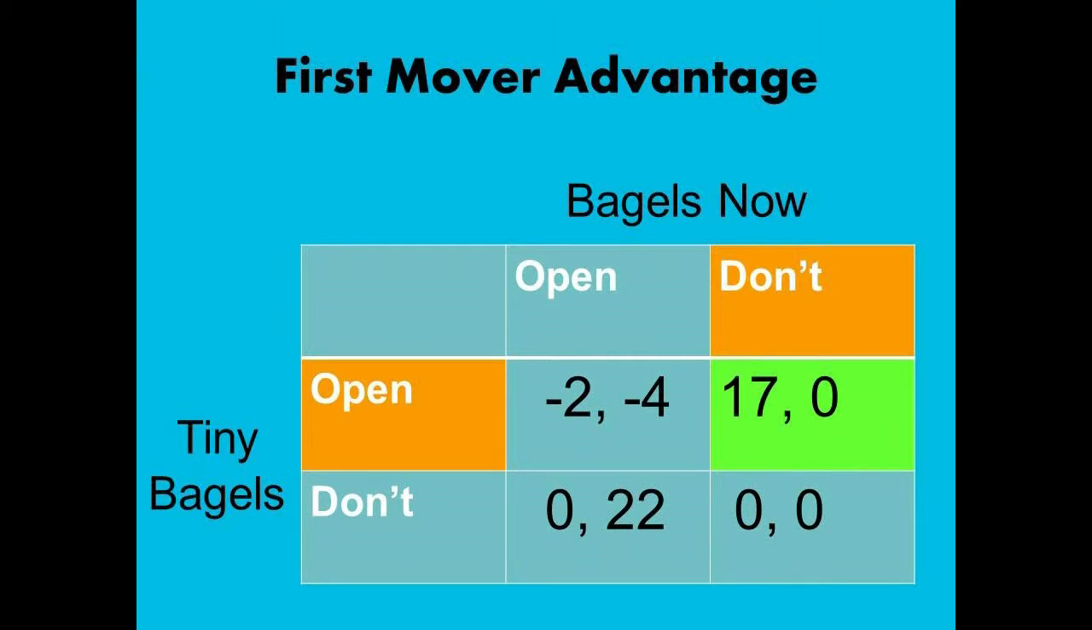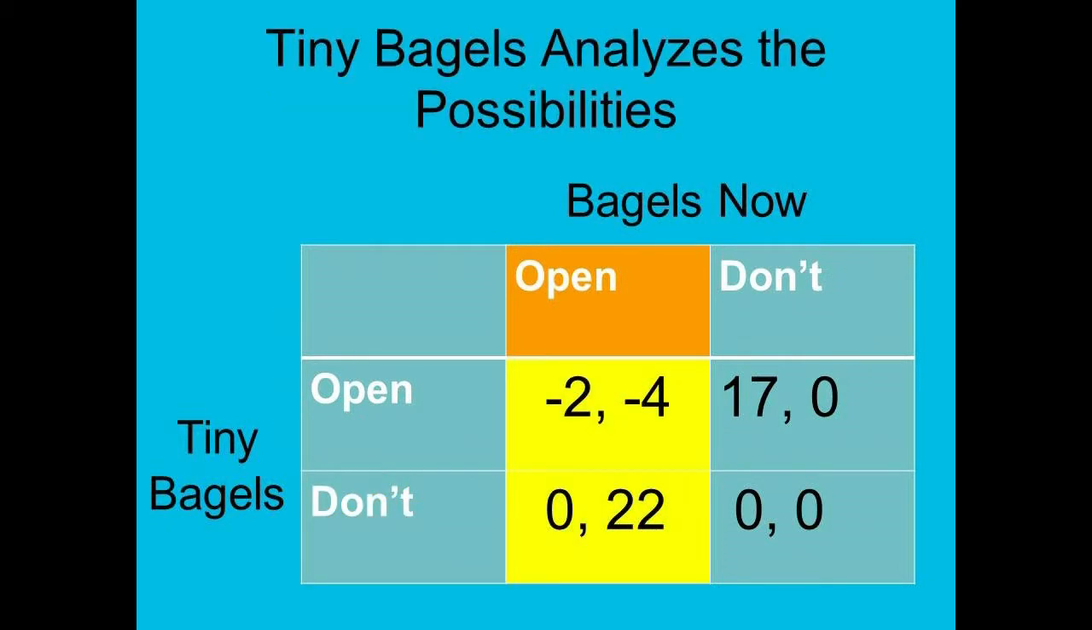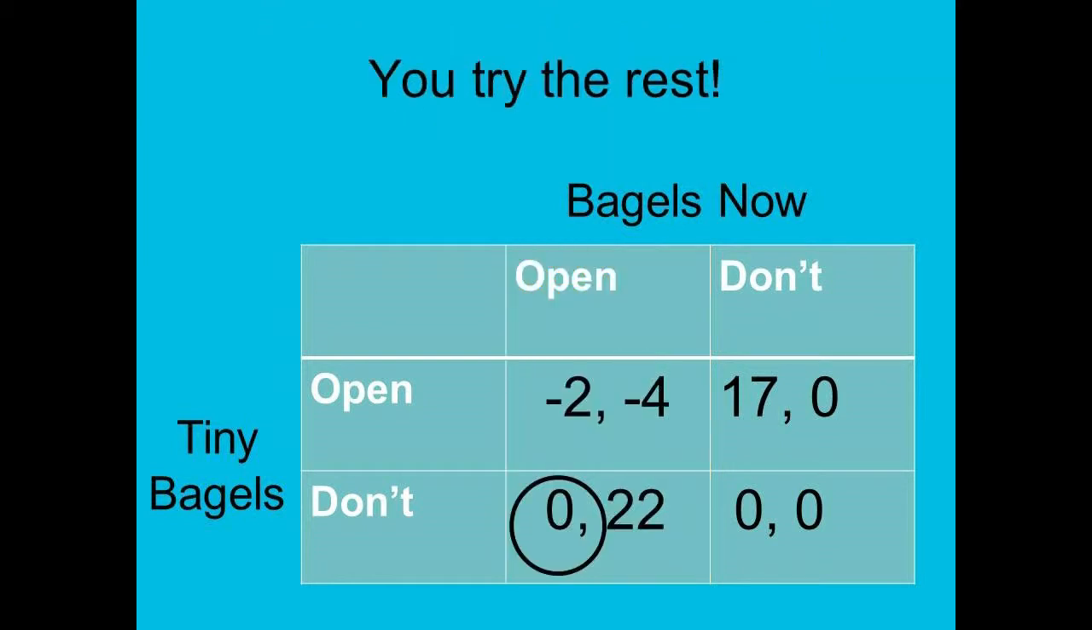If only Tiny Bagels opens a shop, they have enough customers to earn a profit. Likewise, if only Bagels Now opens a shop, they will earn a profit. To employ the circle trick, you can start by looking from the perspective of Tiny Bagels and suppose that Bagels Now opens a shop. Circle the best outcome of zero profit, which is better than losing $2,000 per month. You try the rest. You can pause the video now and look for any dominant strategies or Nash equilibria, then restart the video to see the answers.